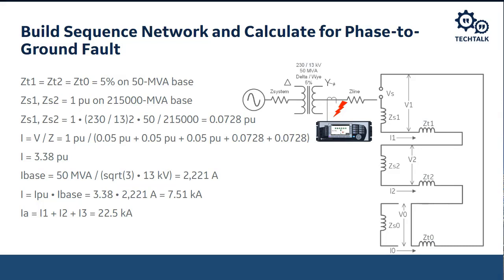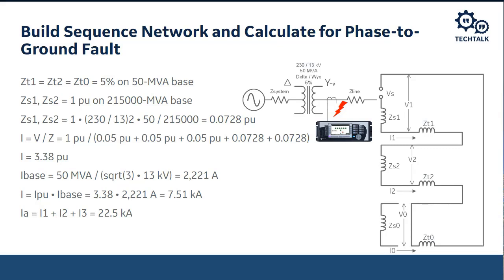So I'm going to take the ratio of 230 kV to 13 kV, right? I'm going to square that, and I'm going to multiply that by the ratio of the MVAs. And then I'm going to multiply that by 1 per unit to get it into per unit base of 50 MVA. So that is 0.0728 per unit for Z1 and Z2. I know what Z0 is because it's 3.5 times that.